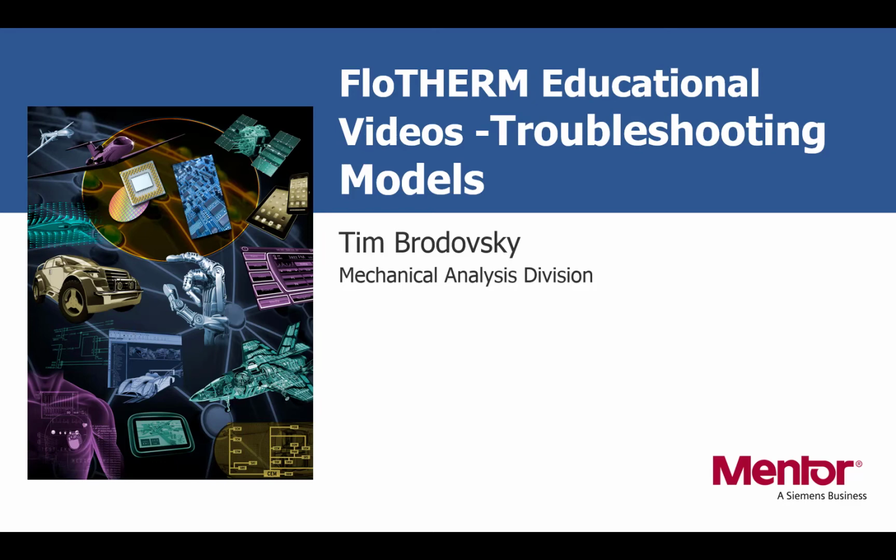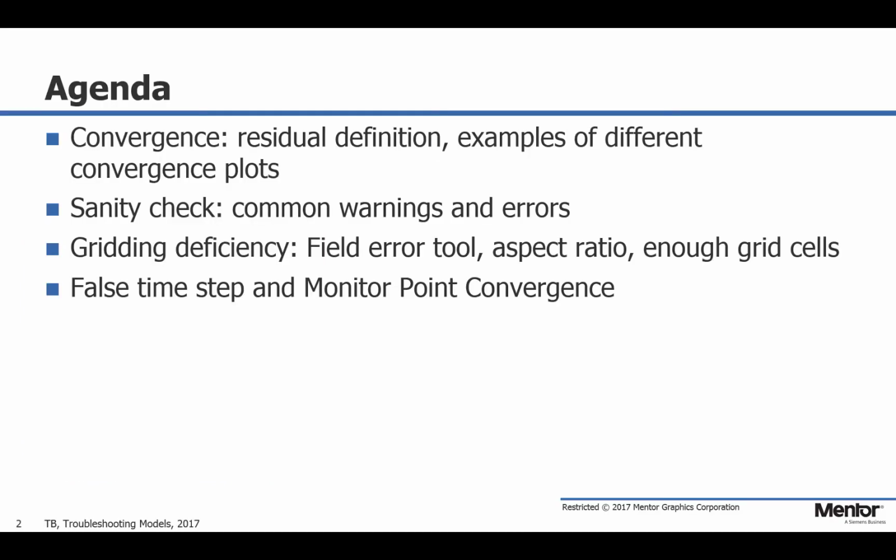There are 4 separate topics that I will go over in regards to troubleshooting Flotherm models. These topics are on convergence. We'll talk about some definitions, what the definition of the residual is, and then we'll give you examples of different convergence plots. Sanity check. We'll go over some common warnings and errors. Gridding deficiency. We'll talk about how to use the field error tool, the aspect ratio of grid cells, and whether or not you have enough grid cells in your model. And lastly, we'll talk about when and how to use the false time step in monitor point convergence.